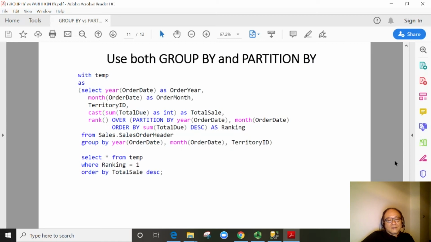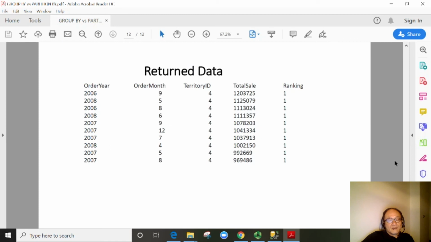Okay, we used the group by clause correctly, but for partition by, we just need to partition by 2 columns because we want to find out the best performing territory for each month. In summary, we cannot group by 3 columns. We just need to group by year and month. Here is the returned data.